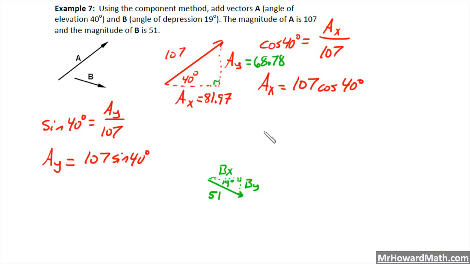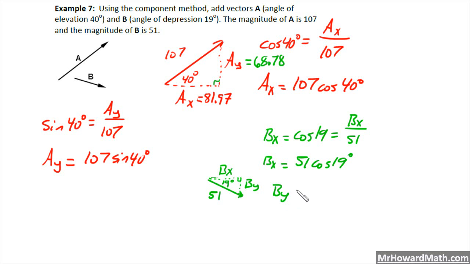So that means b sub x is going to be equal to cosine 19 is equal to b sub x over 51. So finally, b sub x is going to be 51 cosine 19 degrees. And I think you are probably seeing a pattern here. That means our vertical component, b sub y, is going to be equal to sine of 19 degrees is equal to b sub y over 51, because from the 19-degree angle, the opposite side is b sub y. So finally, b sub y is 51 sine 19.